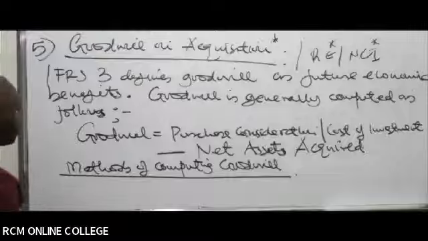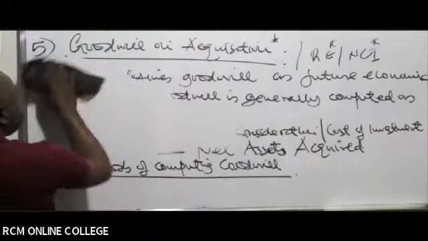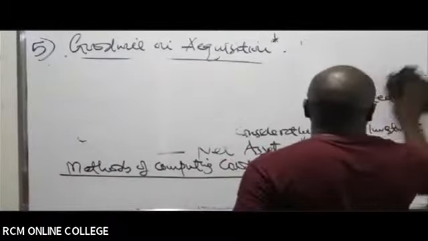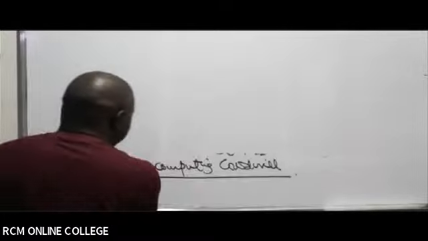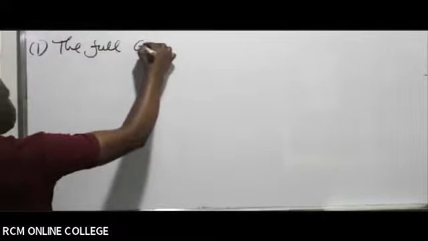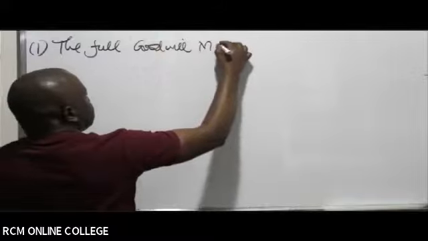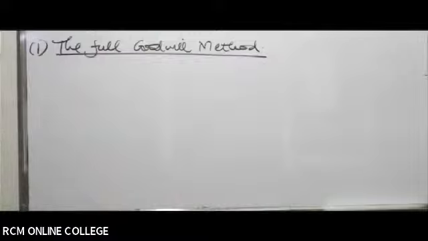So in this case, the first method is what we call the full goodwill method. You can start with that one and see how you'll use it. So the first one is the full goodwill method. And then you can write this about it.